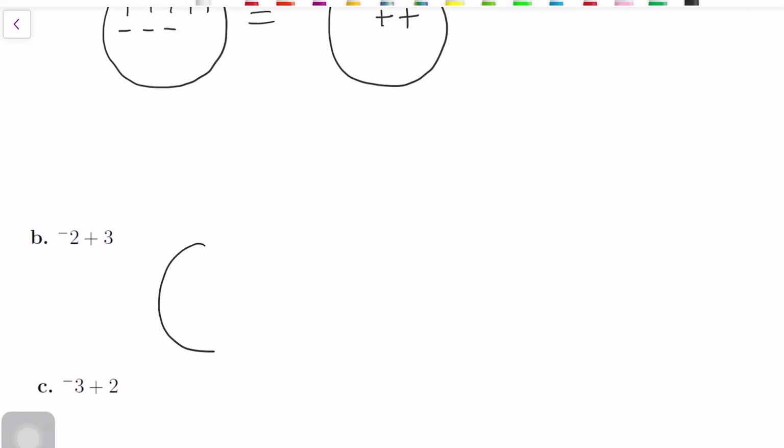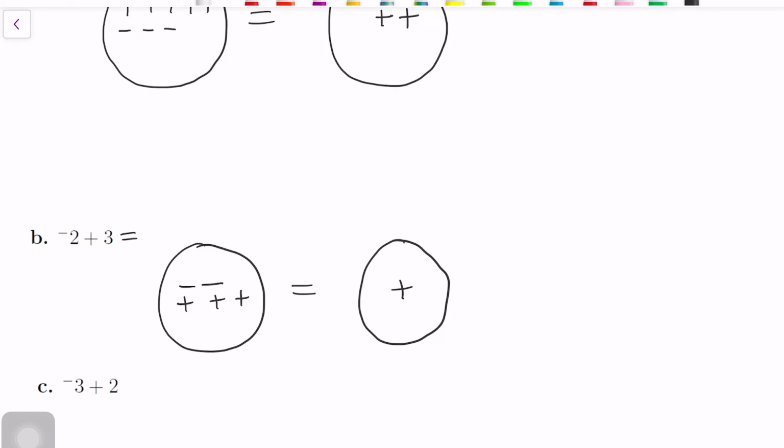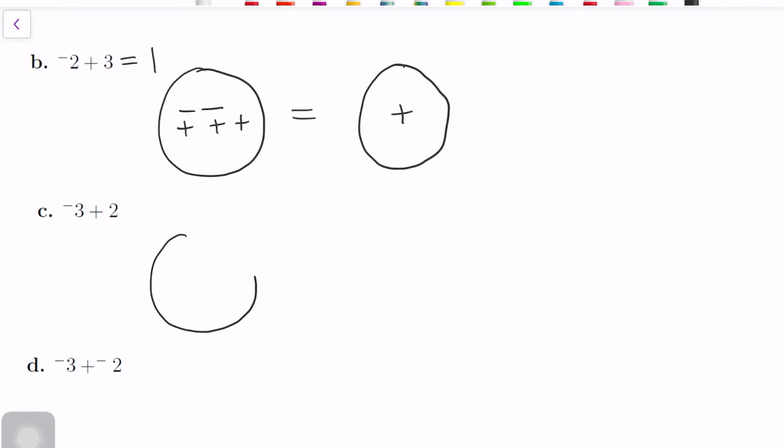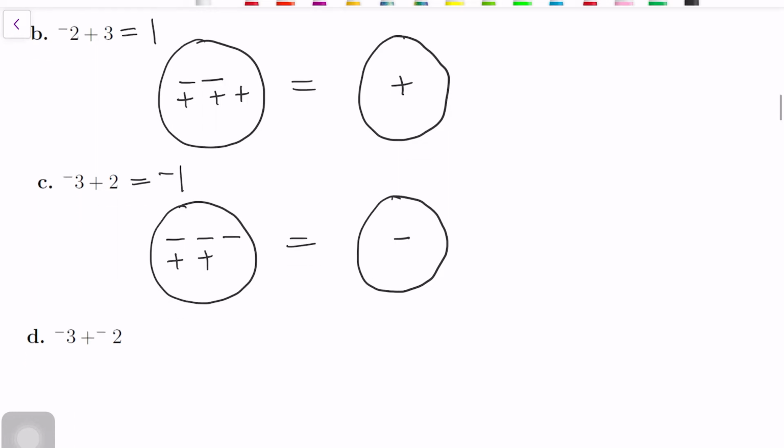So here I'm going to put 2 minuses and 3 pluses, right? And since minuses and pluses neutralize each other, I'm going to be left with 1 plus. So the answer to it is positive 1. 3 minus 3 plus 2, so 3 minuses and 2 pluses. But of course, after minuses and pluses neutralize each other, right? 2 minuses neutralize 2 pluses, so you're left with 1 minus, so you're left with -1.